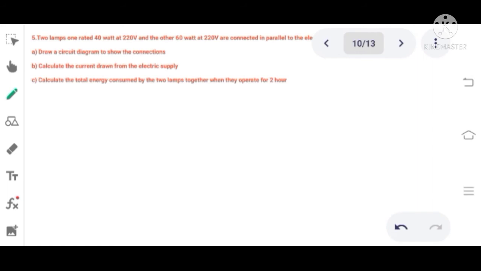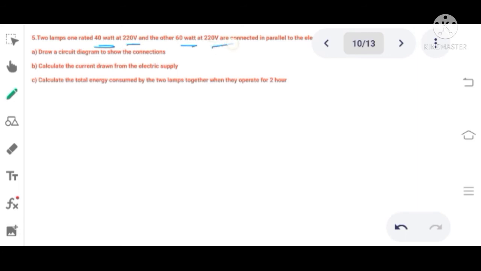Our final question: 2 lamps, one rated 40 watt at 220 volts. Watt is the unit for power, so it's a power question. The other is 60 watt at 220 volts, and they are connected in parallel to the electric supply. A, draw a circuit diagram. B, calculate the current. And C, calculate total energy.